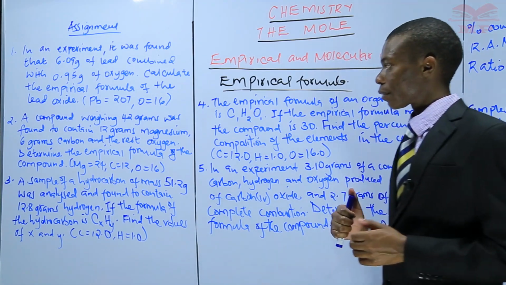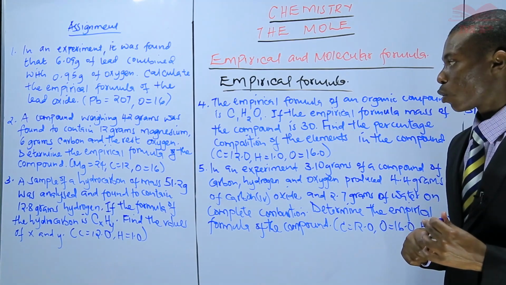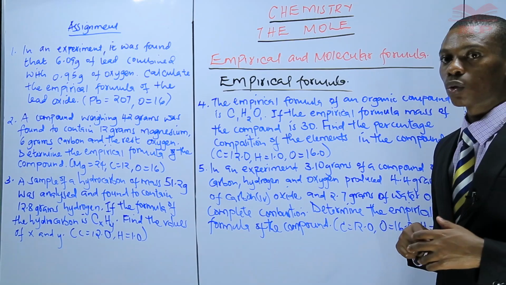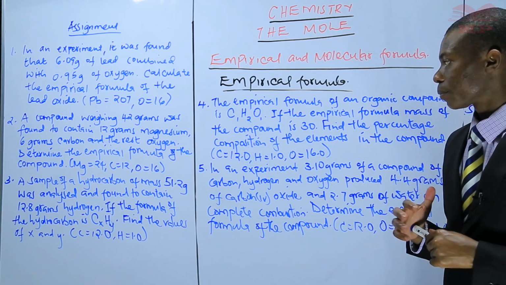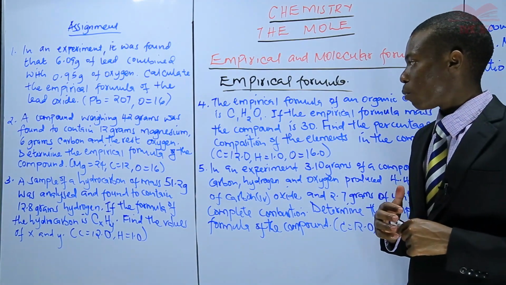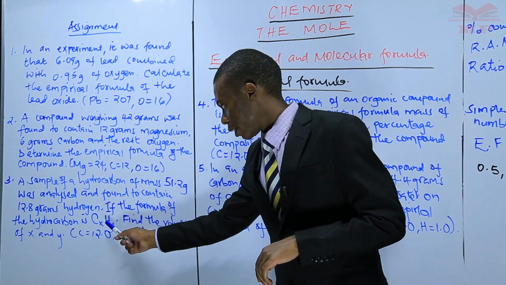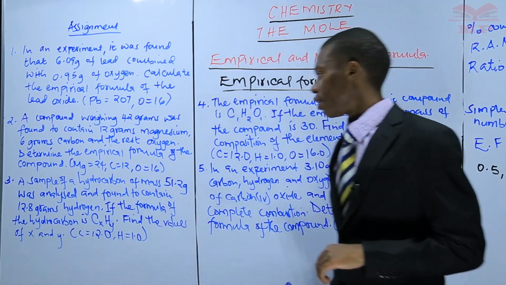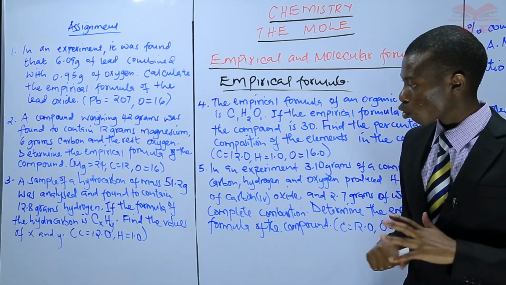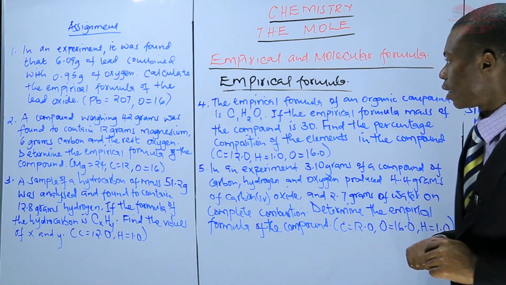Question number 3. A sample of a hydrocarbon of mass 51.2 grams was analyzed and found to contain 12.8 grams hydrogen. If the formula of the hydrocarbon is CxHy, that is carbon, then Hy, hydrogen, find the values of x and y. The relative atomic mass of carbon is 12.0, and that of hydrogen is 1.0.